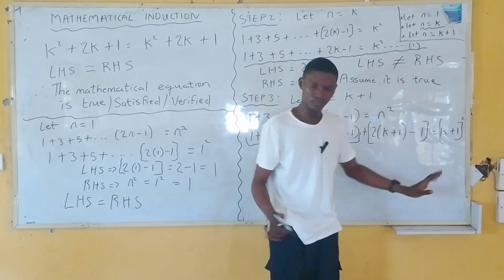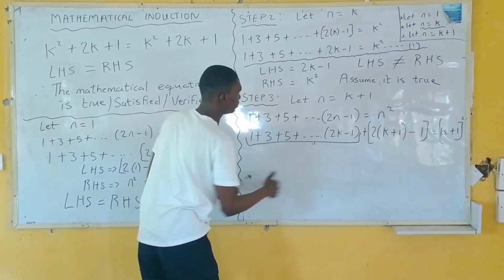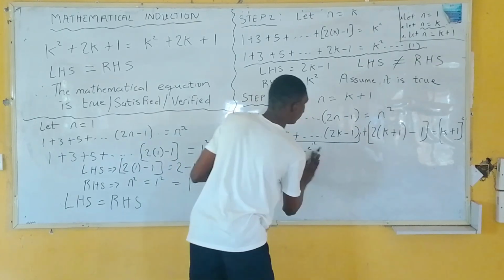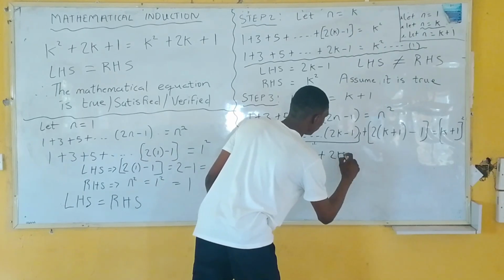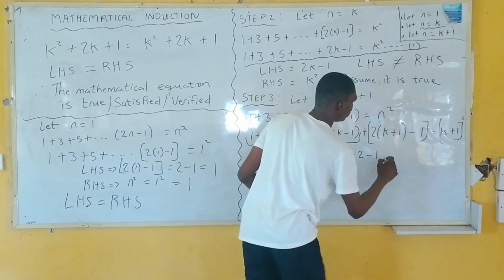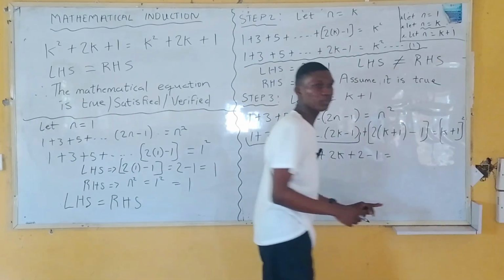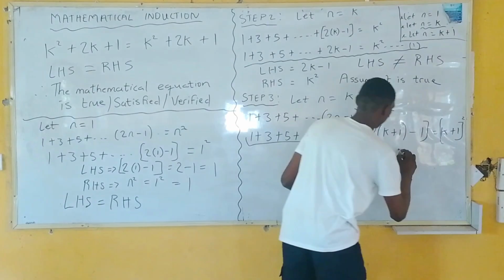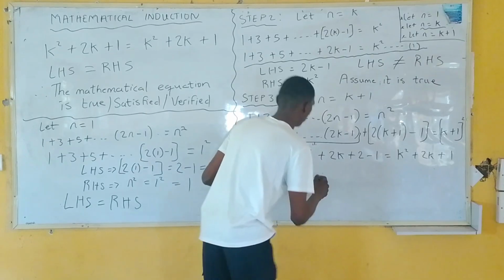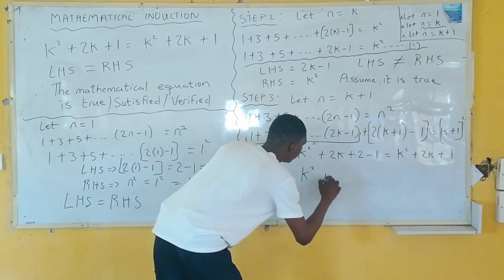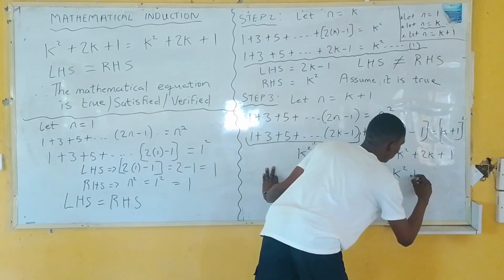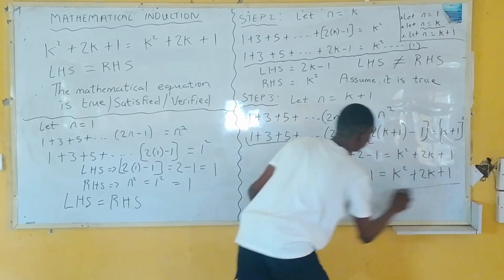Do you get that? So therefore we can say from here that what? k square is now equal to what? k square plus what? 2k when you expand this. Plus 2 minus 1 is equal to what? When you expand k plus 1 square, we've done this, right? That's k square plus 2k plus what? 1. So therefore we can say that what? k square plus 2k plus 1 is equal to what? k square plus 2k plus 1.